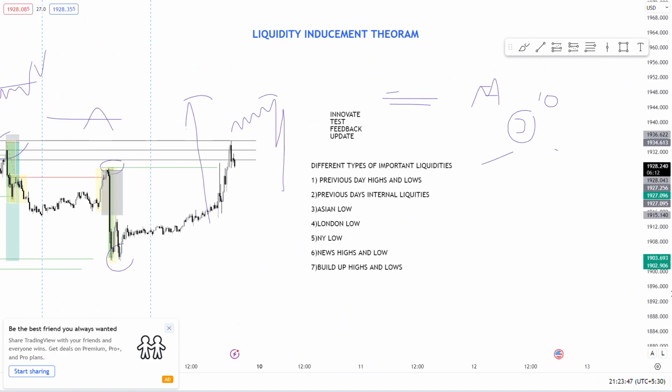Some people on Instagram will tell you, if you understand the liquidity concept, you can take every trade in the market, but it's completely a scam. You should be aware of it. You should be aware of it completely.